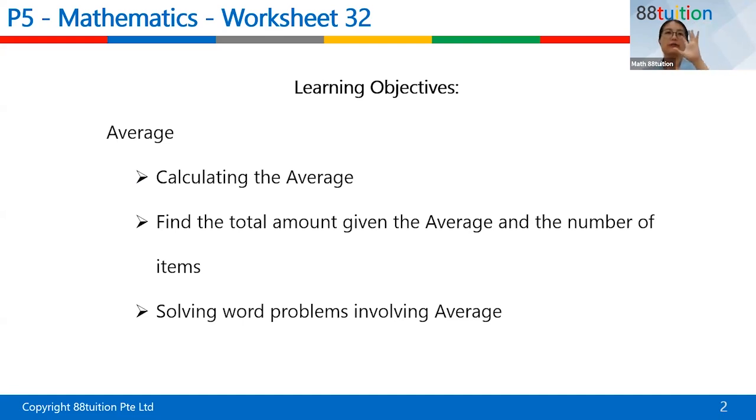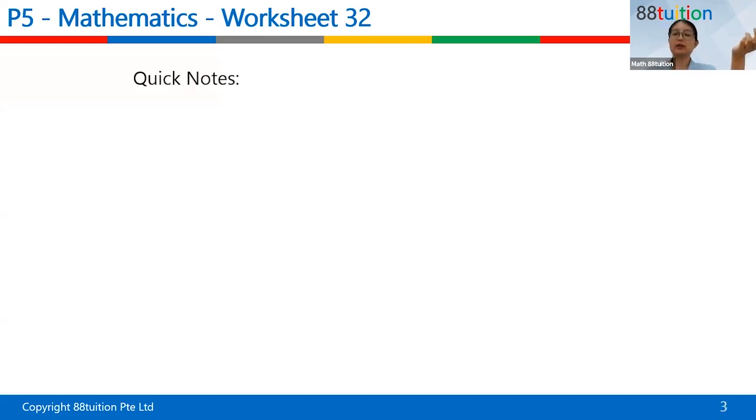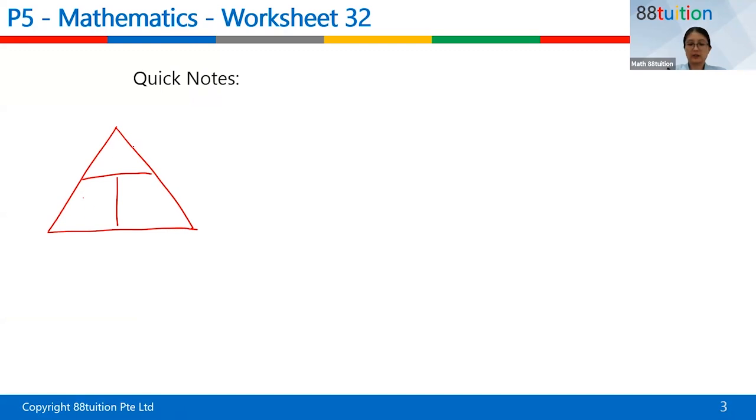One is the very simple one, using the formulas. Another one is another type of average where we don't really use the formula. So let's recap what's the formula. Okay. So this is triangle. This is total and number. So average is total divided by number.